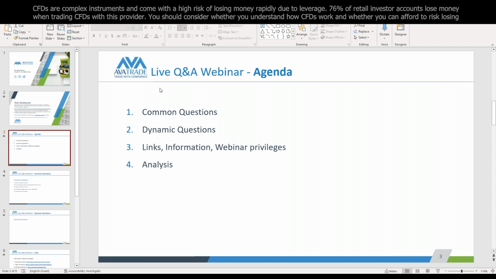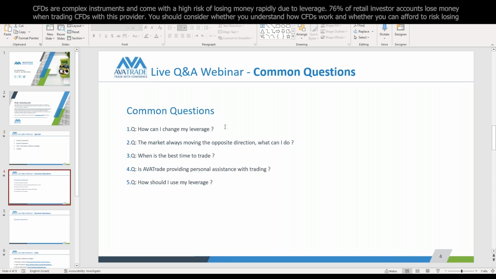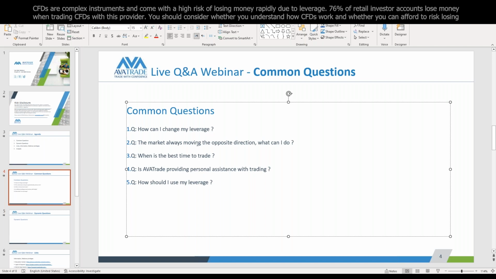So we're going to begin with the common questions, guys. Let's see what our team has prepared. Okay, so how can I change my leverage? The market is always moving in the opposite direction, what can I do? When is the best time to trade? Is AvaTrade providing personal assistance with trading? At least this question I can answer straightforwardly. How should I use my leverage? Maybe that as well. All of those things, you know what, I'll do my best. Let me put it this way. All of those questions, first of all, the leverage is not something that we can change, okay? Only in specific circumstances, because the leverage is decided by the regulation. It's something that's set.